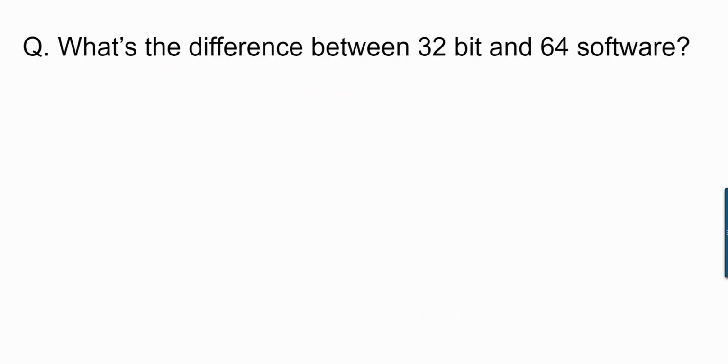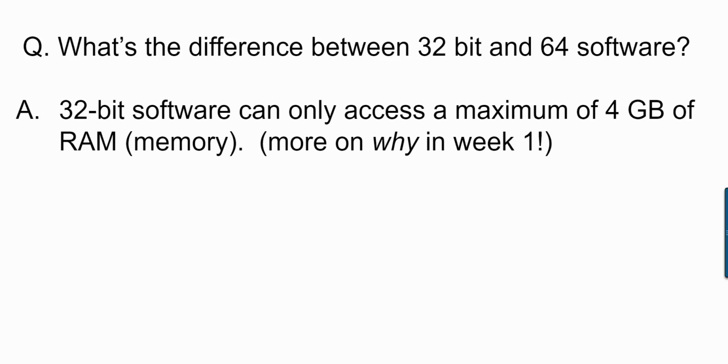What's the difference between 32-bit and 64-bit software? This is something we'll speak a little bit more about in the first week, but the short answer is 32-bit software can only address a maximum of 4 gigabytes of memory. There's no real problem with that, practically speaking, for probably our lives. But the reason that we're using a 64-bit JDK is because we're using libraries that require it. So that's why I'm going to require that you use one.